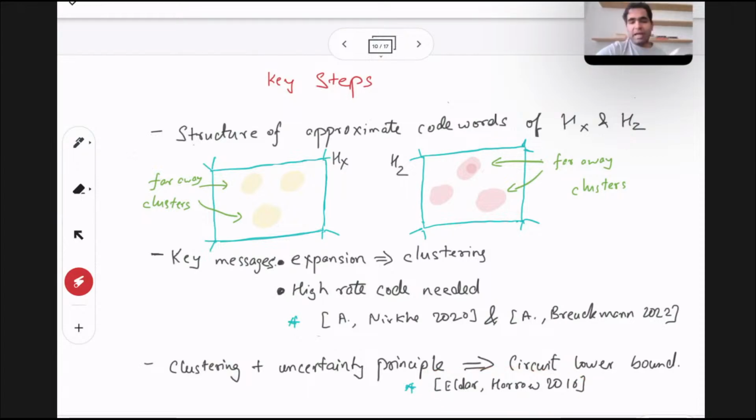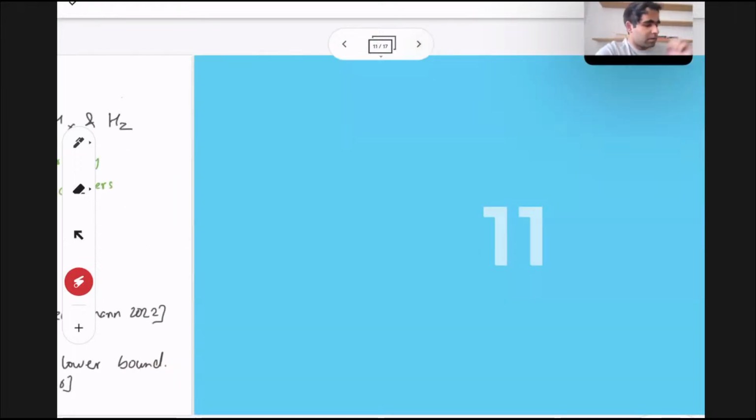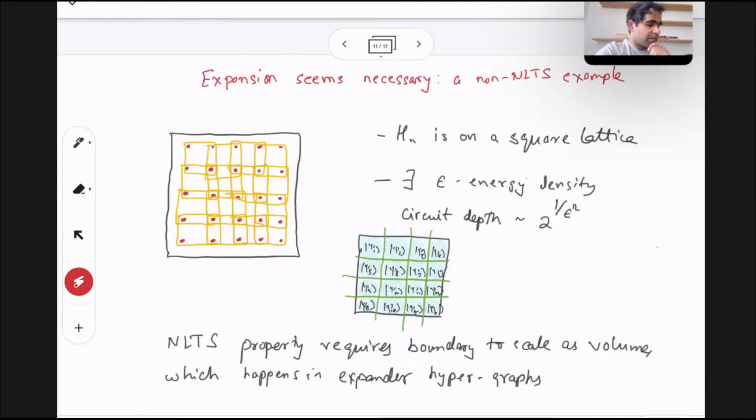So the plan from now on in the next 15 minutes or so is as follows. I will explain this phenomenon of clustering property from expansion, and I will give a quick idea of why clustering leads to a circuit lower bound on the quantum state. So first remark is that expansion is necessary to have the NLTS property.